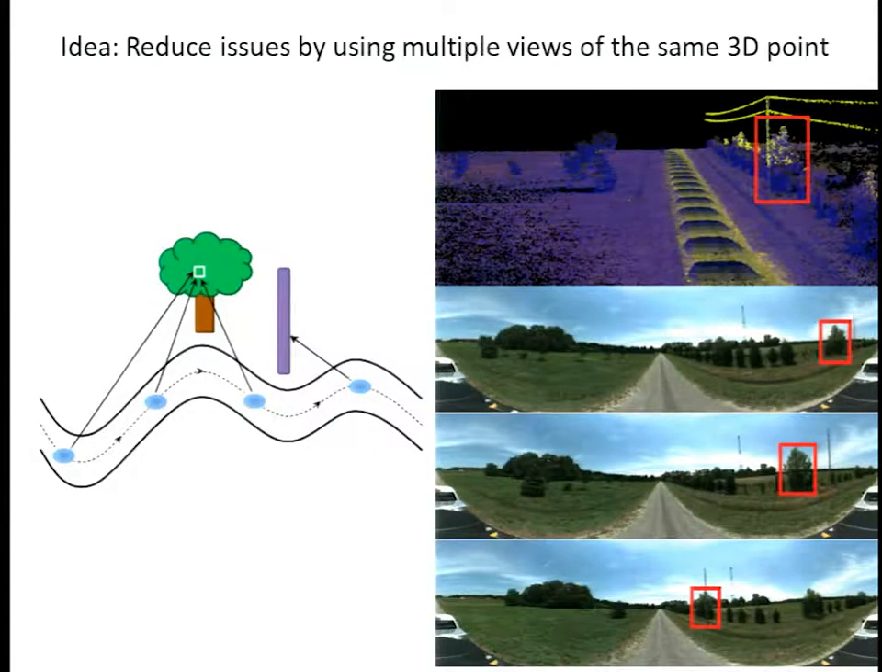So the idea here is quite obvious. We use multiple views of the same 3D point and try to combine them in a smart way. Obviously this relies on the underlying assumption that on average most regions are good most of the time, and most of the time the misalignment problem isn't too severe, and the task here is to reject outliers.